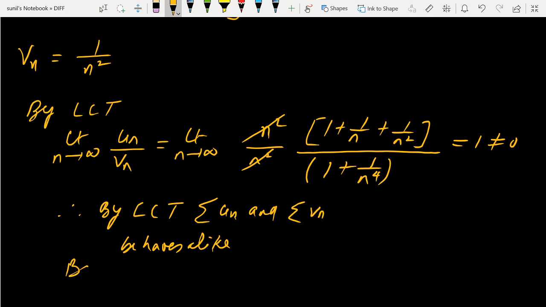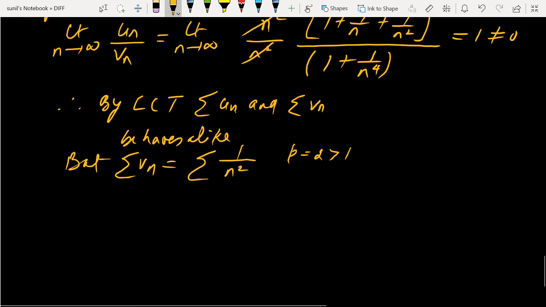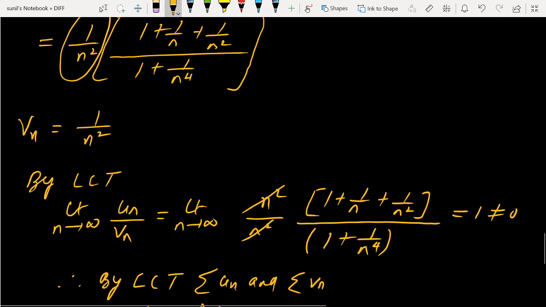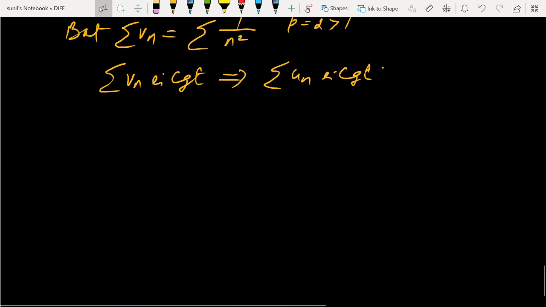But summation Vn, which is equal to summation 1 by n square, here p is 2, more than 1, so summation Vn is convergent. So this will imply summation Un is convergent. So this way you can get the solution of this type of problem. Now I'm solving one more type of problem so that you can understand it. Suppose the problem is like this.